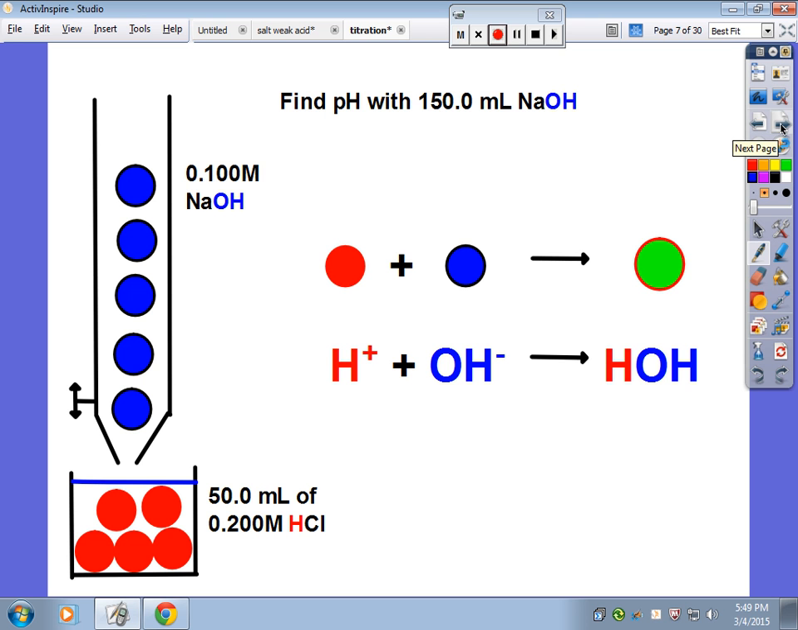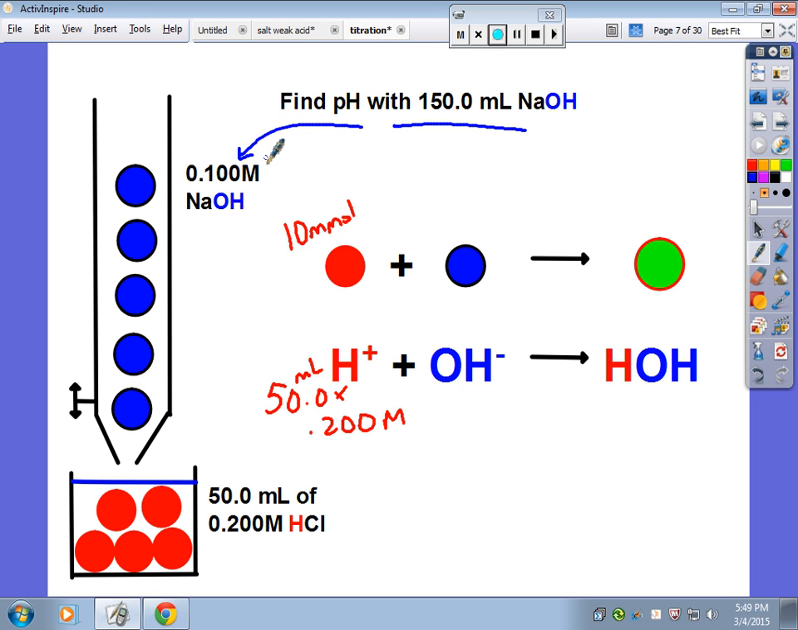Let's take it a step further. We're going to do 2 more steps, and we're going to look at a graph, and then I'm done. So let's go back. How many little millimoles did we have in here? We had 50 times 0.2, right? Milliliters times molarity. That was 10 millimole circles. Now what am I adding? I'm adding 150 milliliters of this 0.1. So I have 150 milliliters times 0.1 molar. And that's going to leave me with what? 15 millimole circles of my blue.